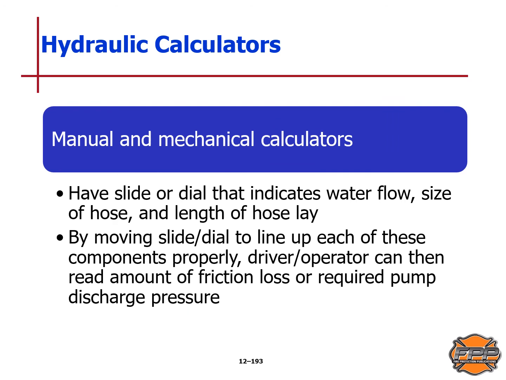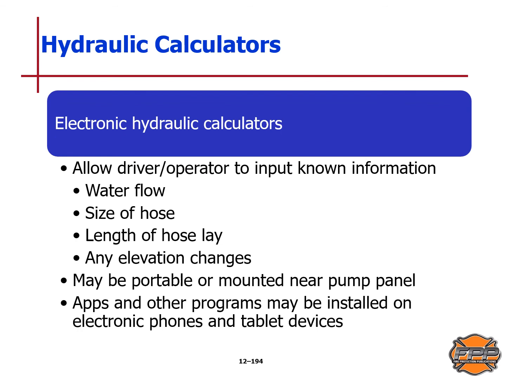Let's talk about manual and mechanical calculators. These have a slide or dial that indicates water flow, size of hose, and length of hose lay. By moving the slide or dial to line up each of these components properly, the driver operator can then read the amount of friction loss or required pump discharge pressure.